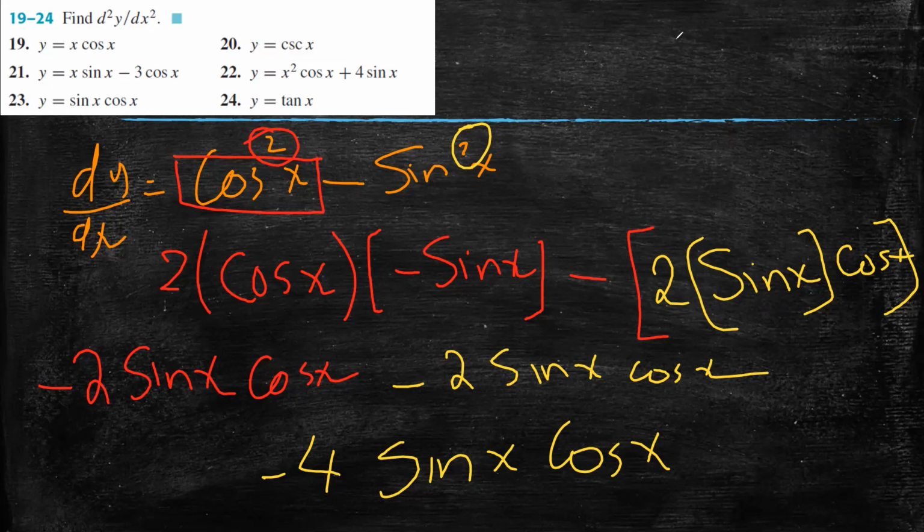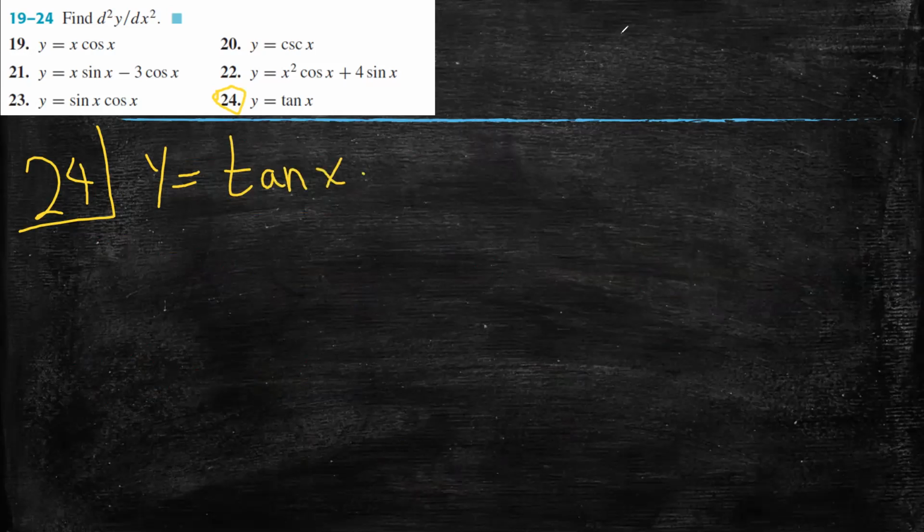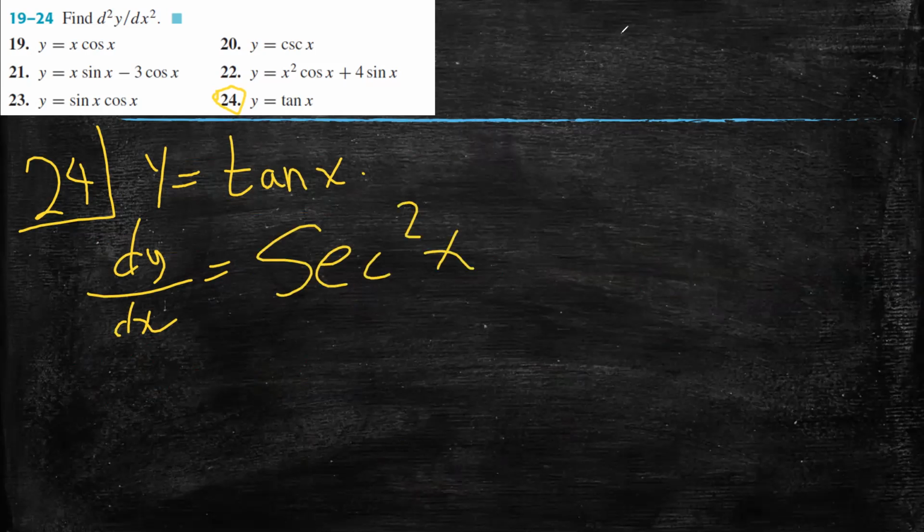Now let's solve number 24. In number 24 here, y is equal to tan x. So what is the first derivation? Secant squared. Yes, the derivation of tan is secant squared x. Now, I can solve it using the power rule as we did, and also we can find it using the chain rule. I think the chain rule is easier.